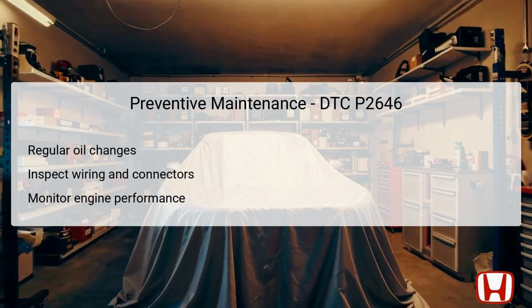Regular oil changes following the manufacturer's specifications help ensure adequate lubrication, maintaining optimal oil pressure for the rocker arm oil pressure switch function. Additionally, routinely inspecting wiring and connectors associated with the VTEC system can help identify signs of wear, fraying, or corrosion that could otherwise lead to electrical faults.